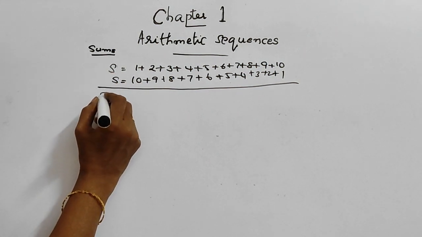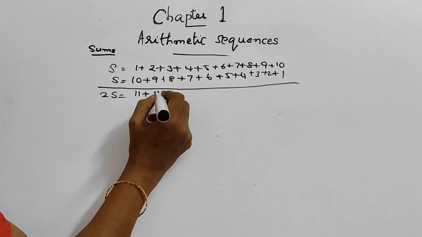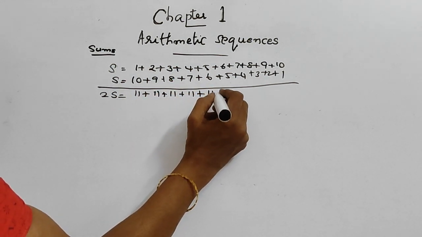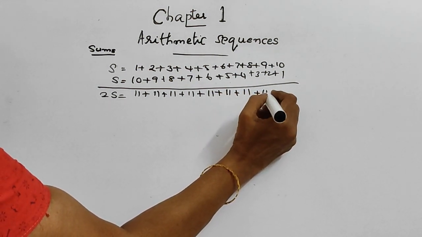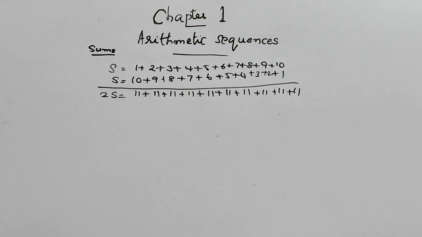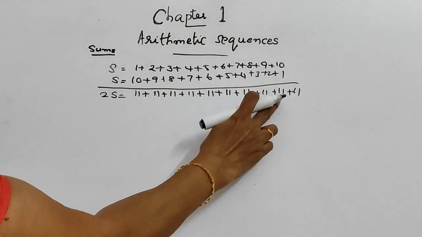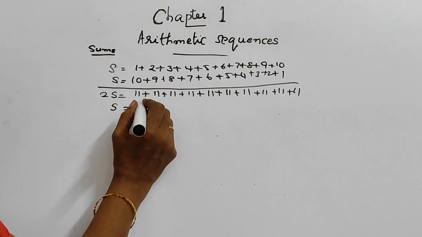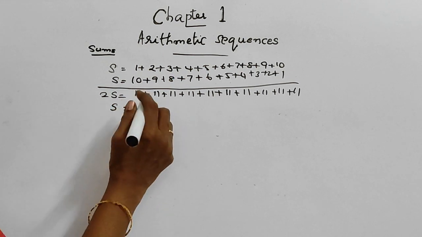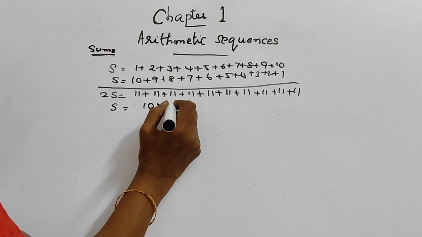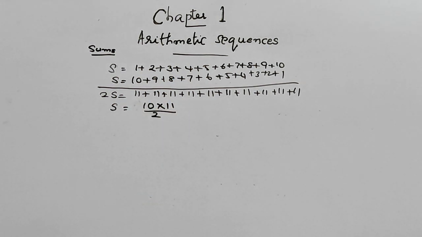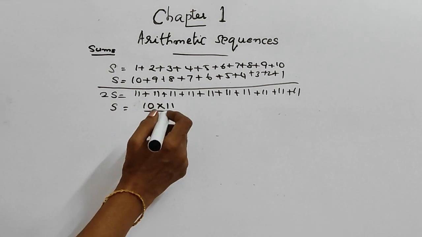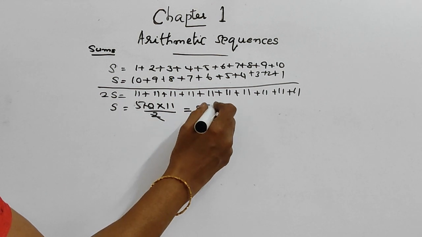Adding S plus S, 2S is equal to 11 plus 11 plus 11 plus 11 plus 11 plus 11 plus 11 plus 11 plus 11 plus 11. How many 11s are there? You see how many 11s are there? 1, 2, 3, 4, 5, 6, 7, 8, 9, 10 11s. So 10 11s are there, that divided by 2. So 2S is equal to 10 times 11. Therefore S is equal to 10 into 11 by 2. We will get 55 as the answer.